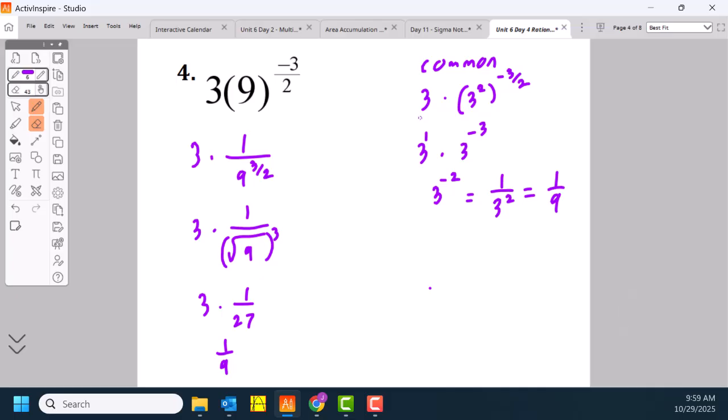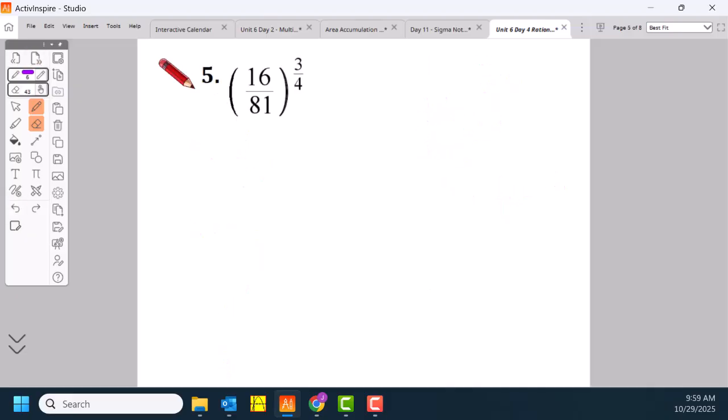But remember, if you're using common bases, you're using your exponent properties. You are adding the exponents when you're multiplying common bases, not multiplying the exponents. Okay, so take a second, pause the video, try this one on your own. When you unpause, I'll finish working it.